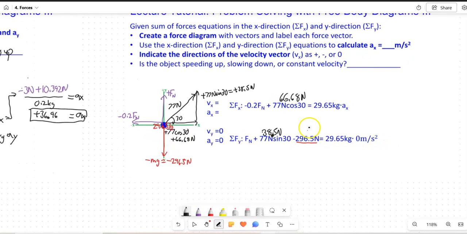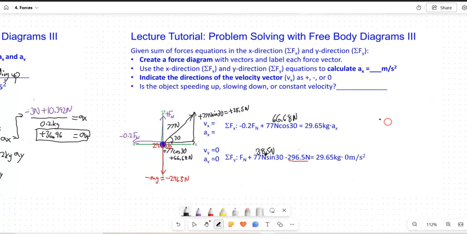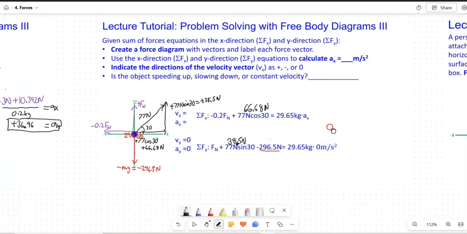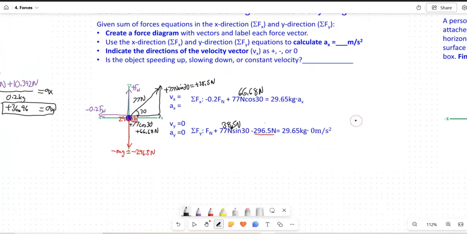Okay, so we constructed our force diagram. Now let's move on. It looks like we have to calculate the acceleration in the x direction. We have to figure out the direction of the velocity vector as positive, negative, or 0, and figure out if it's speeding up, slowing down, or constant velocity. Okay, well, let's go ahead and solve for the acceleration in the x direction, just like I taught you. So we're going to take this, go over here, and I'm going to write it out.